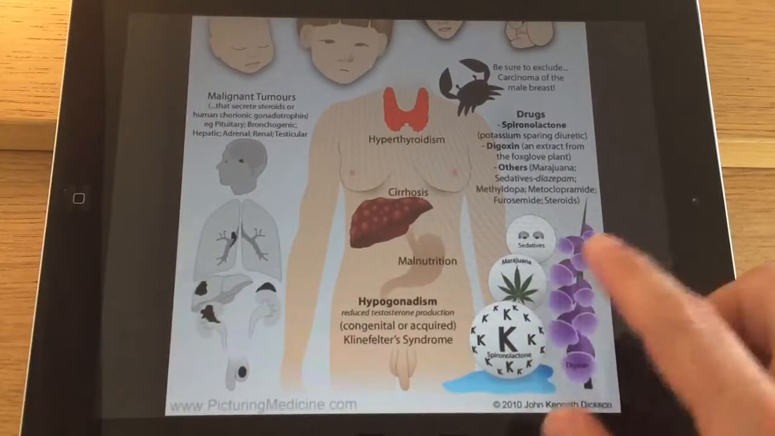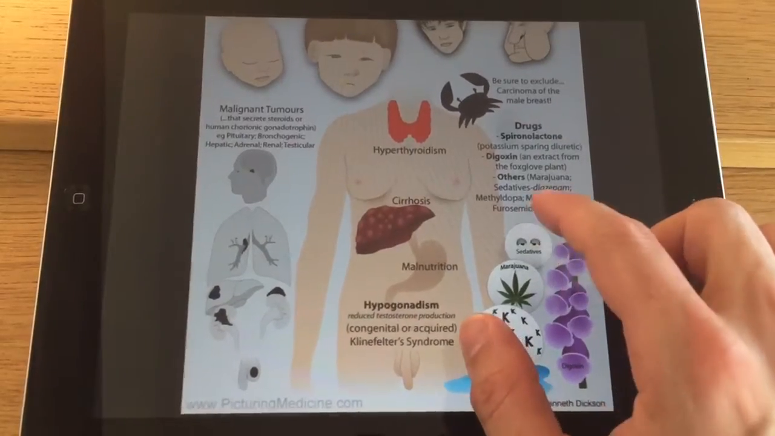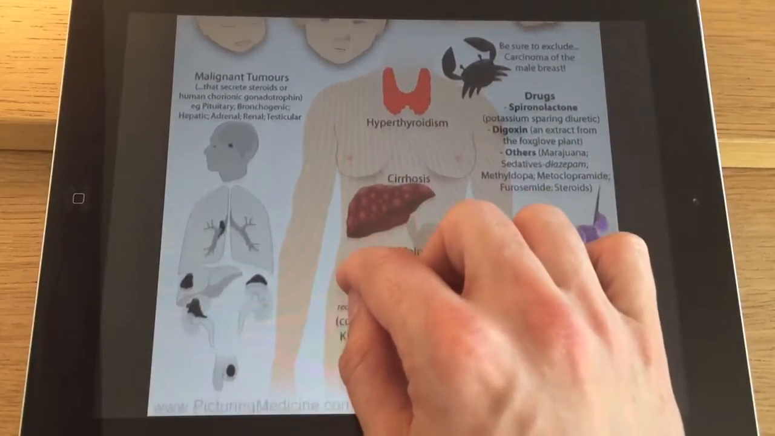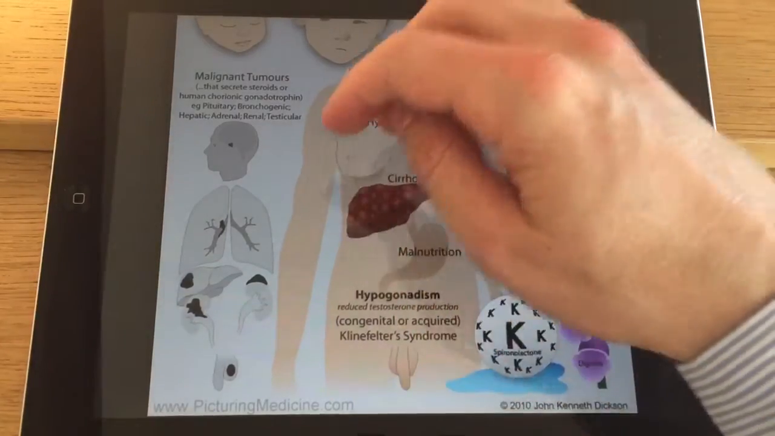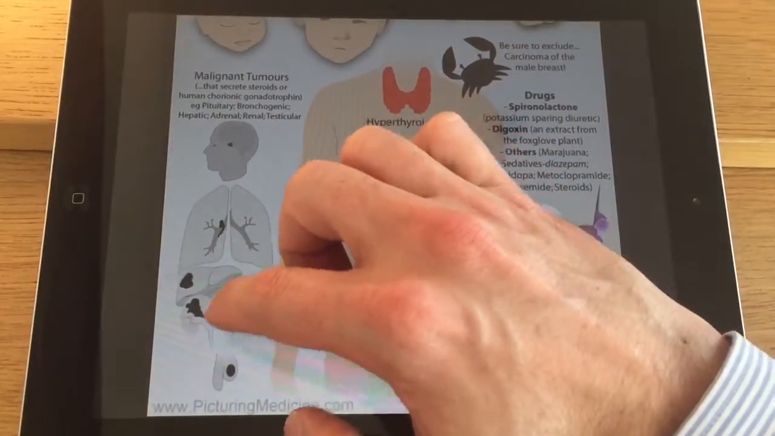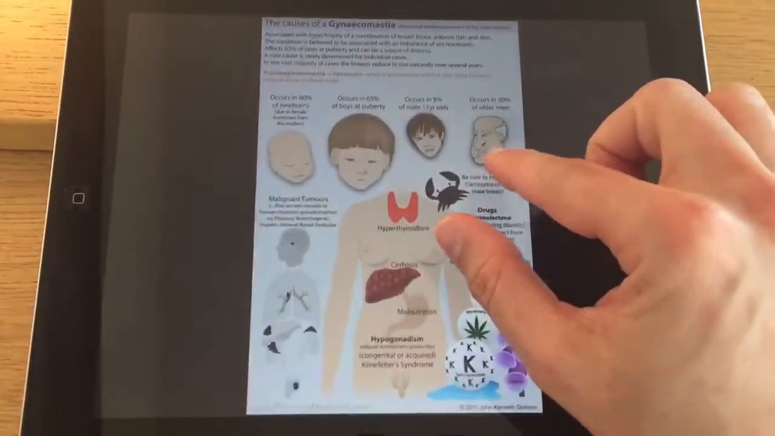So I've done the digitalis foxglove there just to remind you of that as well. Finally, there are different tumours that can all lead to gynecomastia, and these are tumours that secrete steroids or human chorionic gonadotrophin, and it can be the pituitary, in the lung, in the liver, in the kidney or the adrenals, and in the testicles as well.